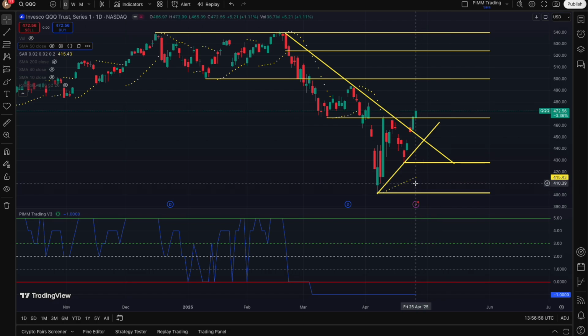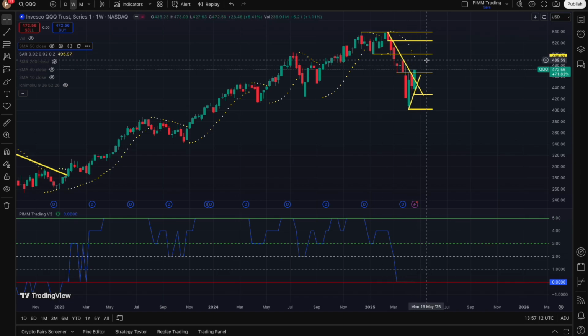The parabolic SAR dot is still below and has been below the price for a couple weeks now. On the weekly chart, the parabolic SAR dot is still above the current price, but it's much closer than it was for the S&P 500.